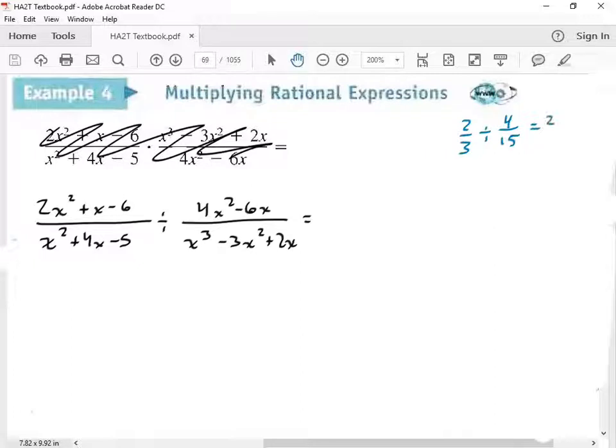You get 2 over 3, and you change it to a multiplication, and then you put the 15 on top, the 4 on the bottom. Notice we only flip one of the fractions. We flip the second one. The next thing you learned when you learned fractions was how to simplify, called cross-canceling. I'm going to simplify using factoring. You guys didn't do this before.